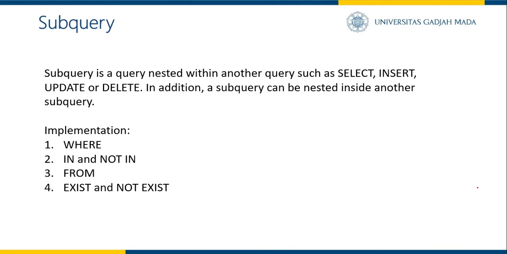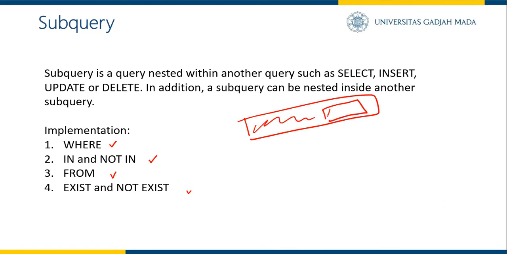So, what is subquery? Subquery is a query nested within another query such as select, insert, update, or delete. In addition, a subquery can be nested inside another subquery. So, the implementation can be using where, using in or not in, using from, or using exists and not exists. The subquery itself is like we have a query here, but inside this query we can have another query. So this is what we call subquery.